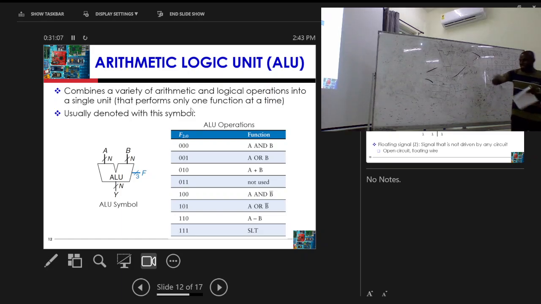So if F is 0, 0, we have an AND gate. If F is 0, 1, we have what? If F is 1, 0, we have an XOR gate. And if F is 1, 1, we have the NOT of B. Right?